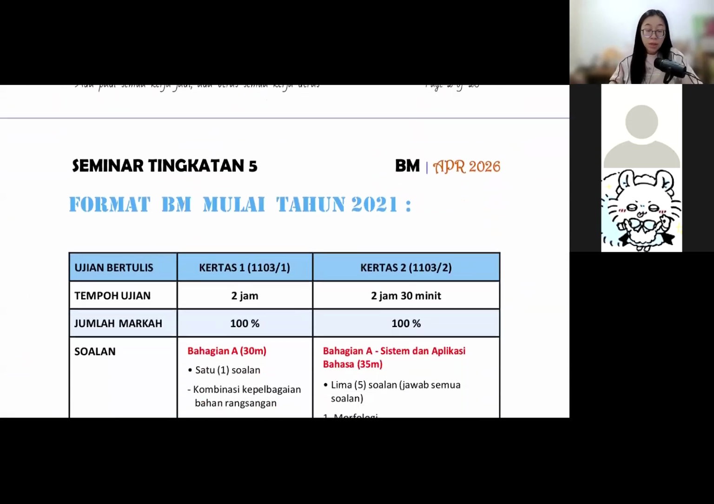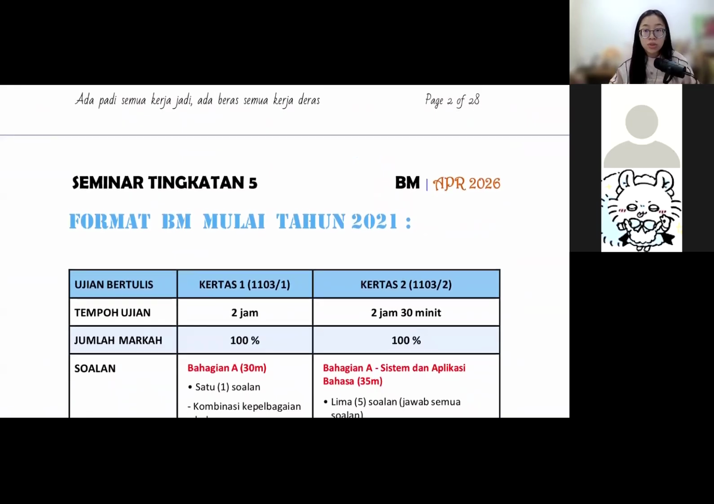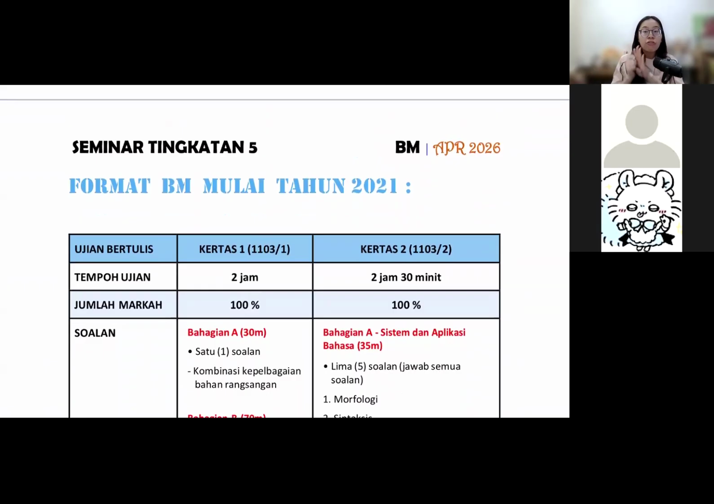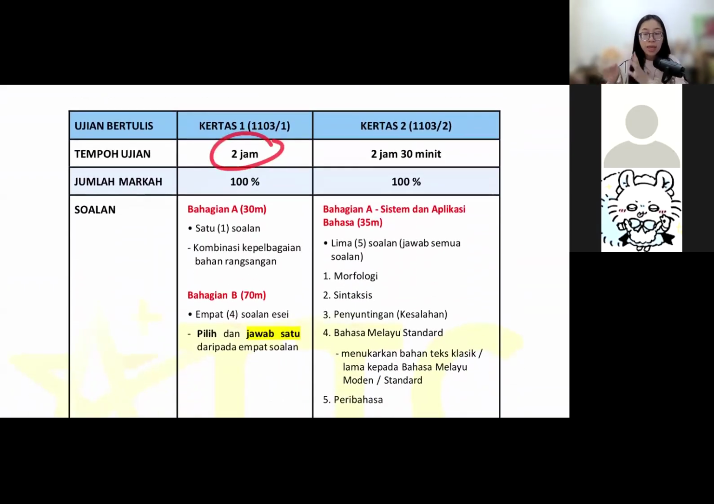Okay, I introduce the theme first. So I need you to turn to page 3. So our SPM, today we have 4 papers. Kertas satu ialah karangan. Okay, 2 jam. Bahagian A and also bahagian B.